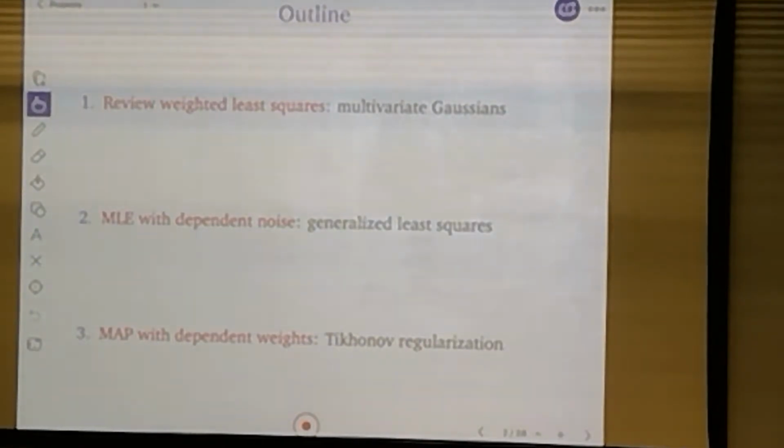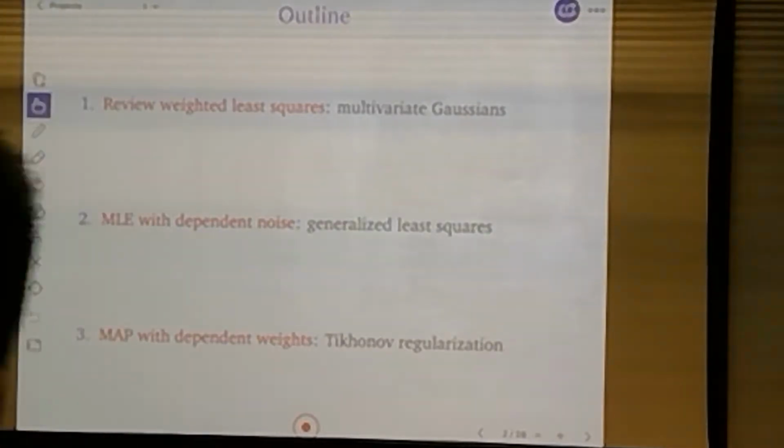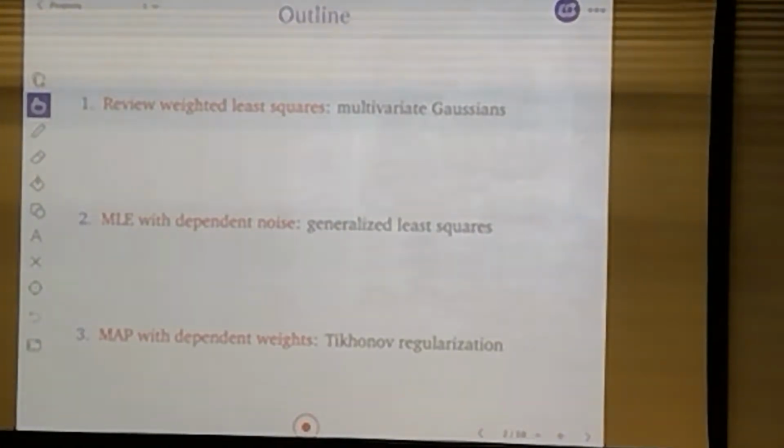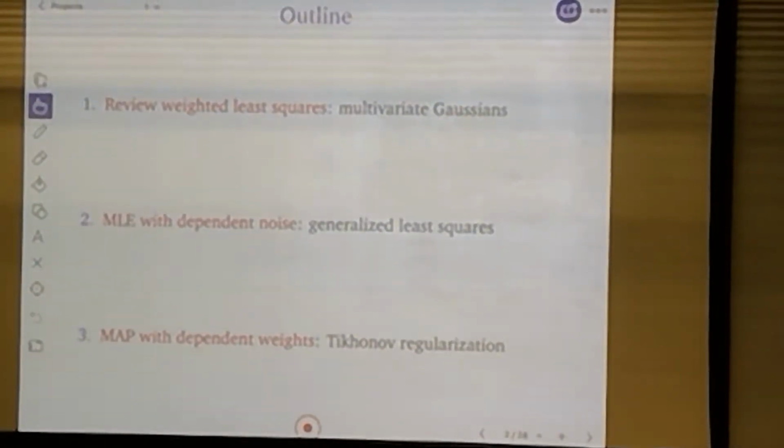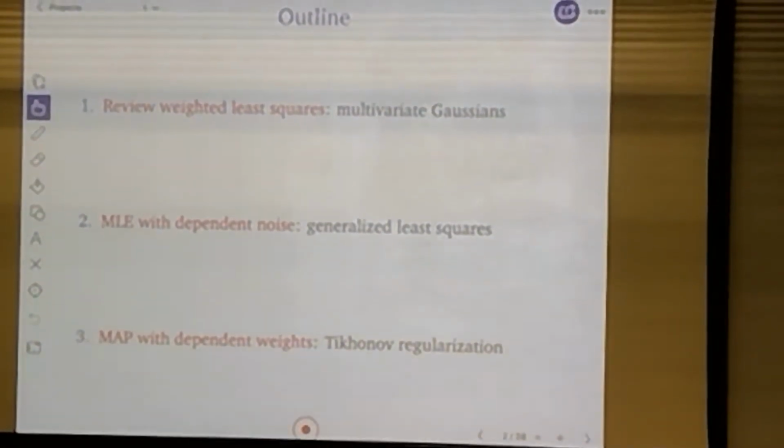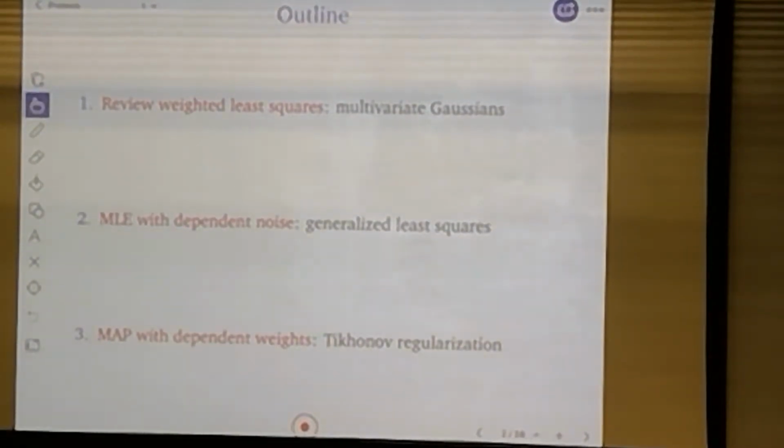And then we're going to talk about MAP, maximum a posteriori estimation with dependent weights. You don't just have a Gaussian distribution in the noise, but also in the model space. And only MAP deals with that. That's why it's MAP with dependent weights. And we are going to talk about Tikhonov regularization.